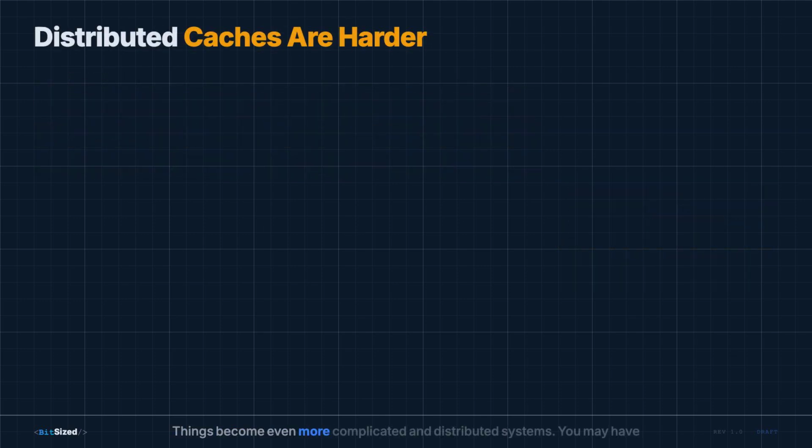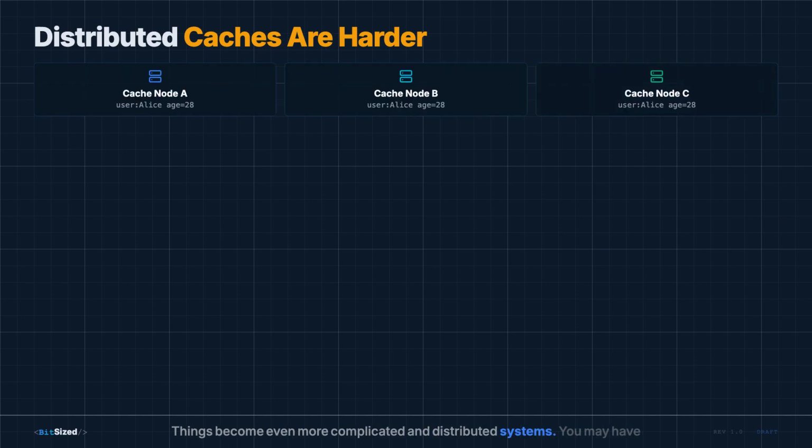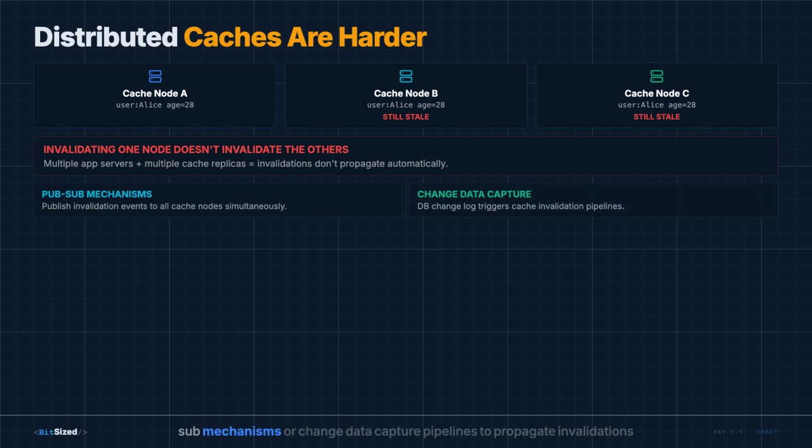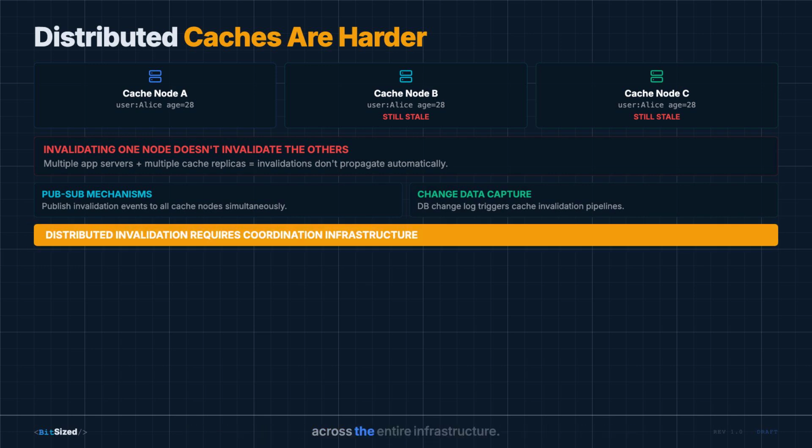Things become even more complicated in distributed systems. You may have multiple application servers and multiple cache replicas. Invalidating one cache node doesn't automatically invalidate all the others. Systems often need pub/sub mechanisms or change data capture pipelines to propagate invalidations across the entire infrastructure.